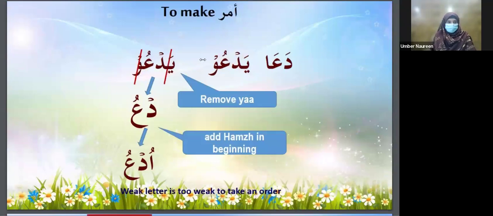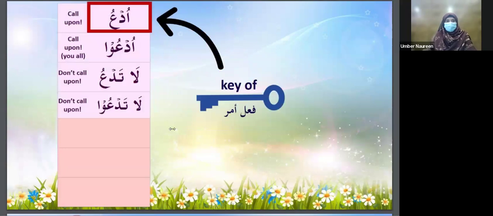Now let's make its amr. The verb yad'u, as we said, is following the pattern of nasara. So who will tell me what the amr for nasara was? Unsur. It was unsur. And here we take the mudari, the verb yad'u, and drop the ya, and the dal and ain remain. We add an alif, a hamza, in front of it with a dhamma, and it becomes ud'u, hamza in the beginning, ud'u. And here is the table of it.